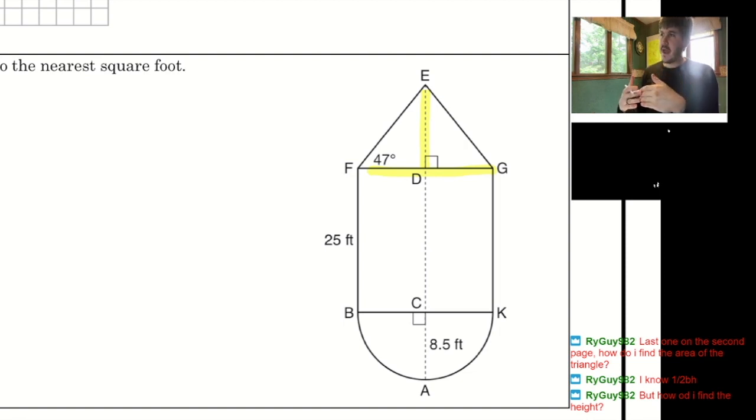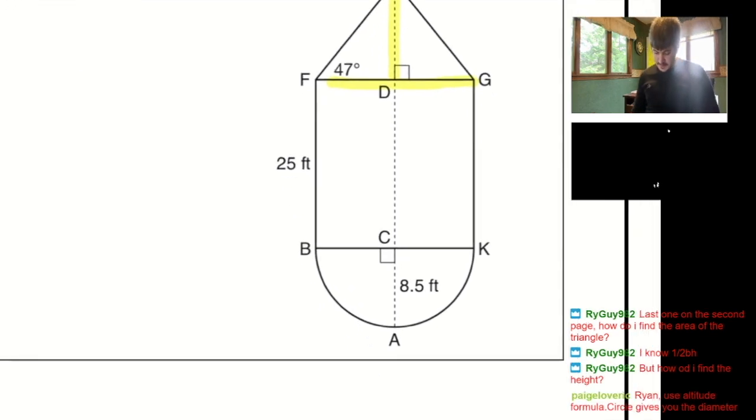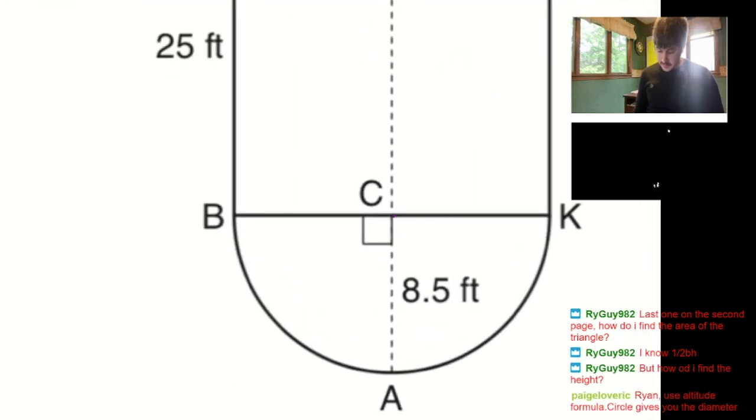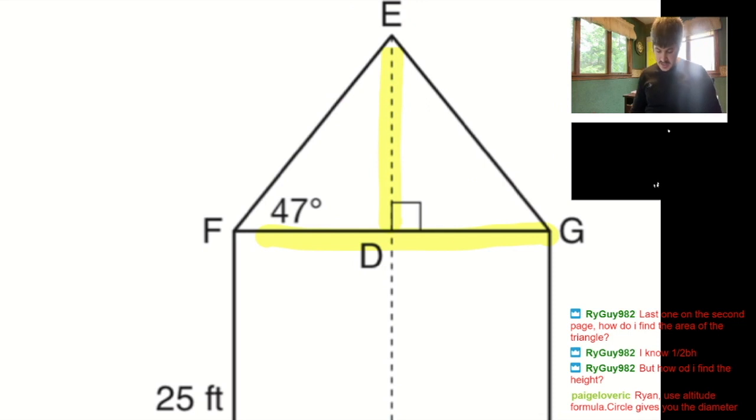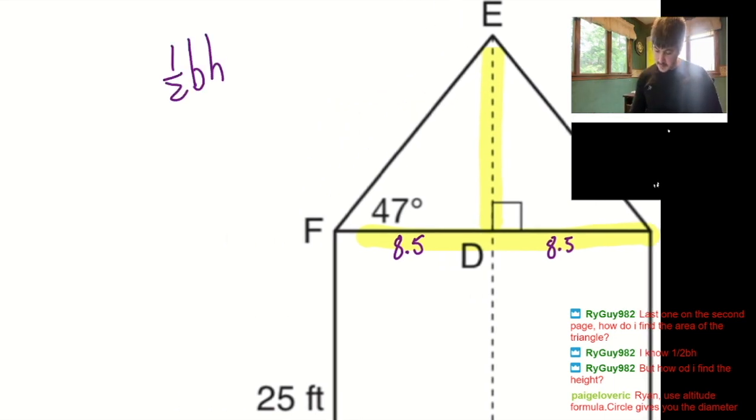We should know the base, though, I think. Yes, we know the base. We know the length of FG. A lot of this is actually a circle question. The radius to this circle is 8.5. CK is also 8.5 because they're both radii. So if I swing up to the top of the page, this is 8.5, this is 8.5. There's your base right there, 17. So if you're looking at 1/2 base times height, you got the base of 17. However, you've asked, how do you find the height?